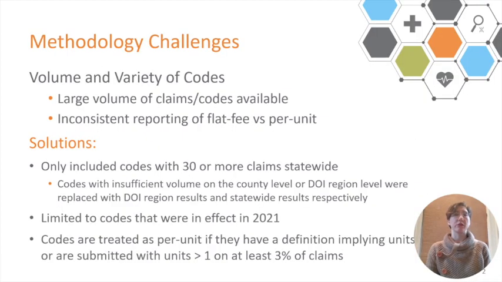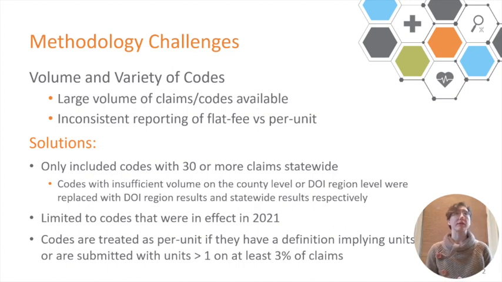The biggest methodological challenge was just the volume of codes. Thousands of codes with then a bunch of different breakdowns. And the flip side of that is that there are a lot of procedures that are rare enough that we didn't have good data to present. So we decided on a threshold of 30 or more claims statewide and said you have to have at least 30 claims within one set of parameters to publish that data. And that allows us to have a sense of reliability in the data, that if you see differences from year to year or location to location, that is most likely due to underlying trends and not to anomalies in the data. We did limit to codes that were in effect in 2021, excluding deprecated codes.